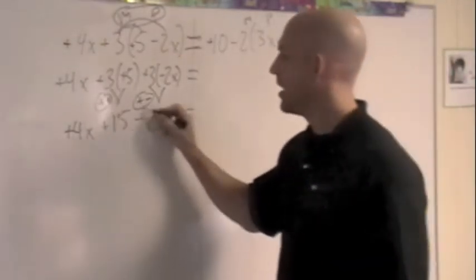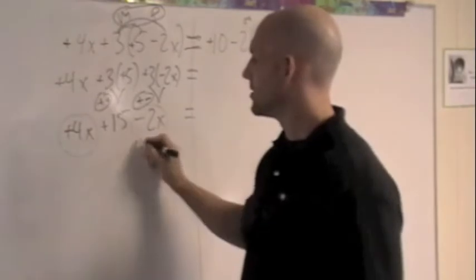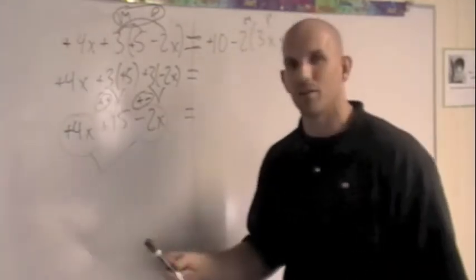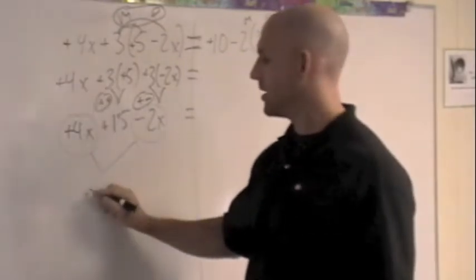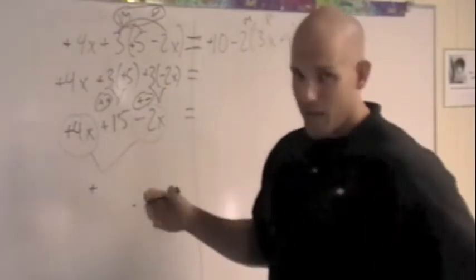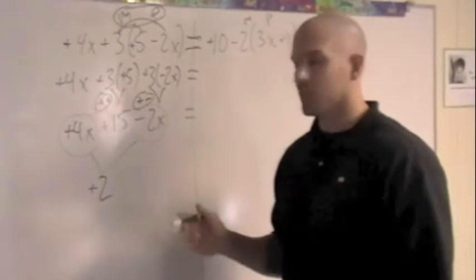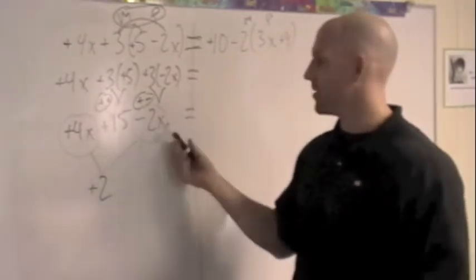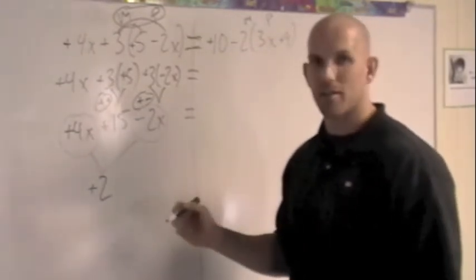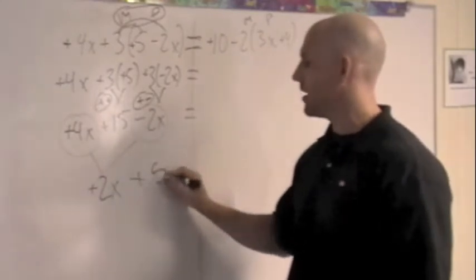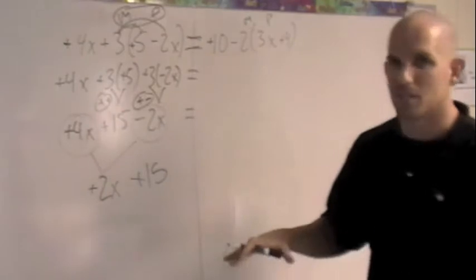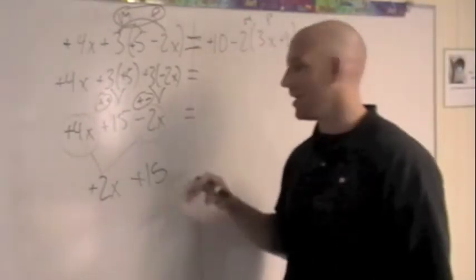Well, I see some x's in both of these, so I want to put them together. It's a battle. They're not on the same team. They're battling it out. Looks like the positives are going to win. Well, 4 battles with 2. It's going to be a positive 2. The only thing I have to remember is these were x's. Well, they're still going to be x's when they win. So there they are. Bring down my positive 15. Looks like that side is as simple as I can get because these can't be simplified any further.